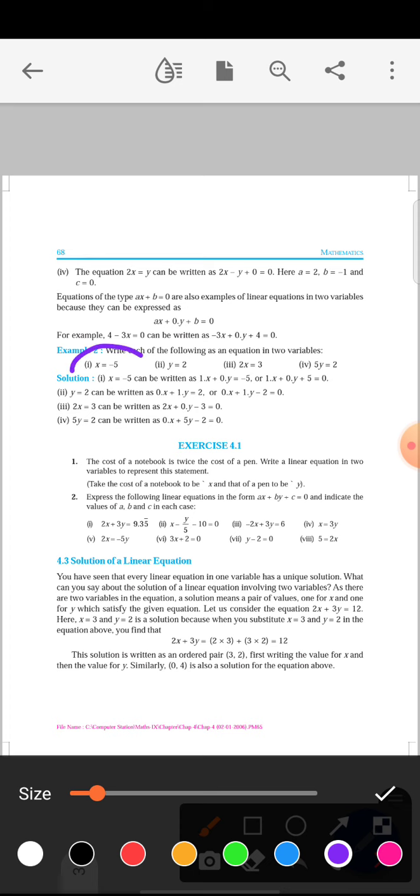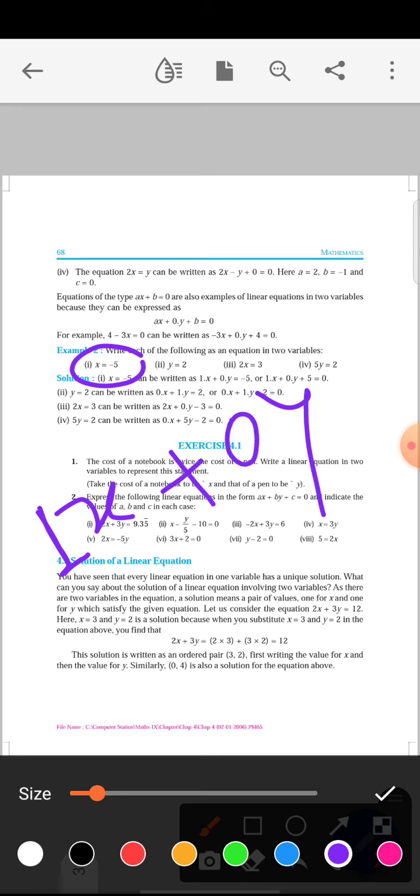There is no y, and with the x there is nothing, which means the coefficient is 1. Since there is no y, we may write 0y, because 0 into y equals 0, but we have to write it in standard form, that means we have to put some y there, so I have written 0y, which is equal to minus 5. So I have to take minus 5 to the LHS in the form of plus c.